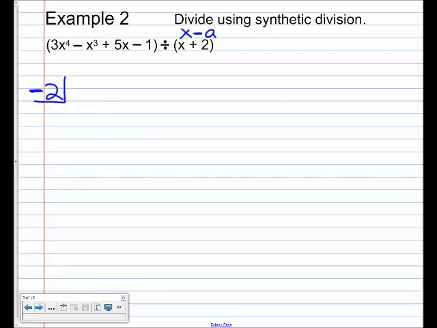All right, now I need the coefficients from my dividend. What's the first coefficient you see? 3. What's the next one you see? 1. But there's a negative sign, so I'm going to write -1. What's the next one you see? 5. But I'm not going to write 5 next. See if anyone can catch it. Why am I not going to write 5 next?